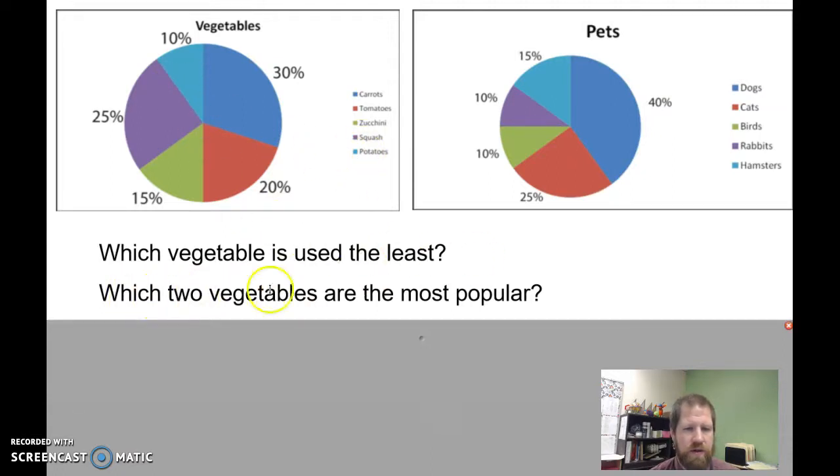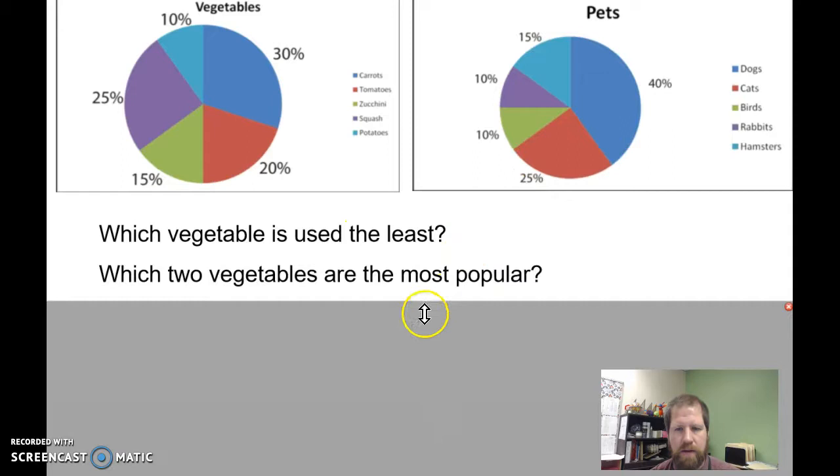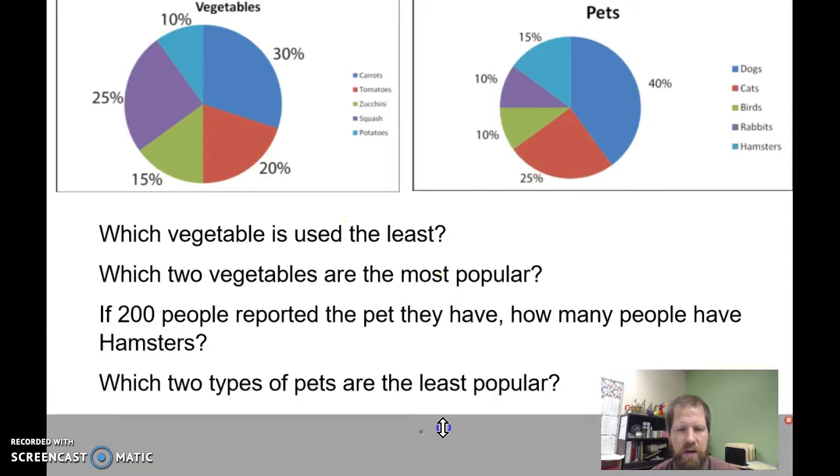And then which two vegetables are the most popular? Find the biggest slices of the pie. We got dark blue, 30%, and then purple with 25%, so it'd be carrots and squash would be the most popular vegetables. All right. So now this is a question that's a little bit harder.